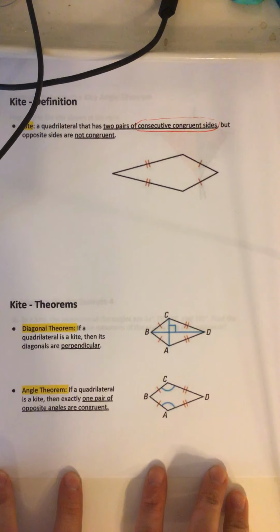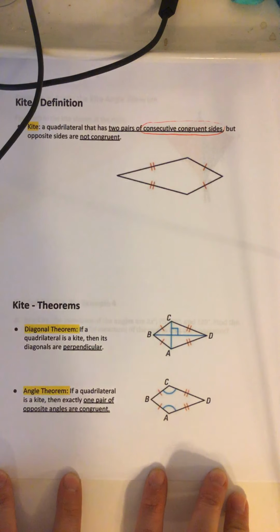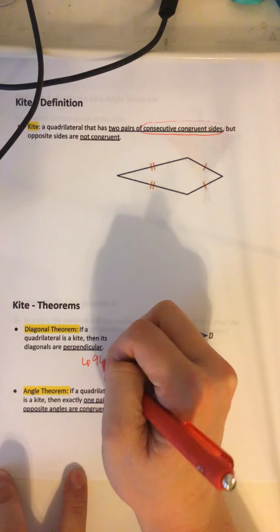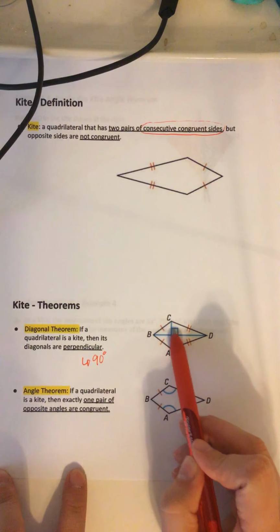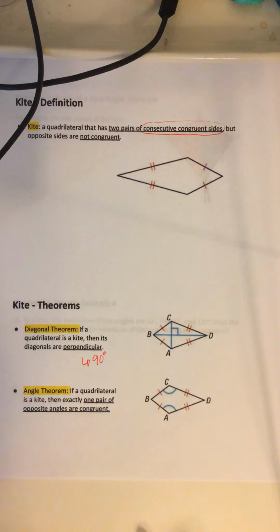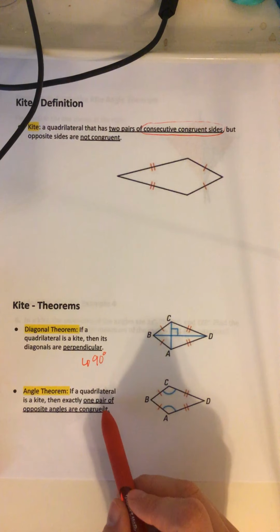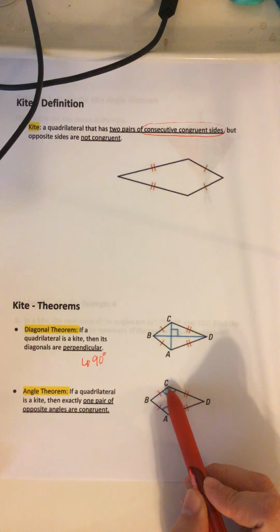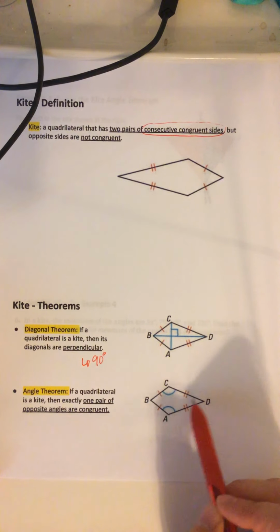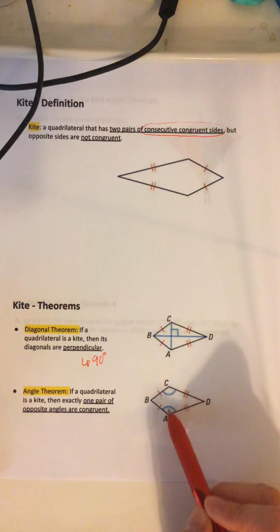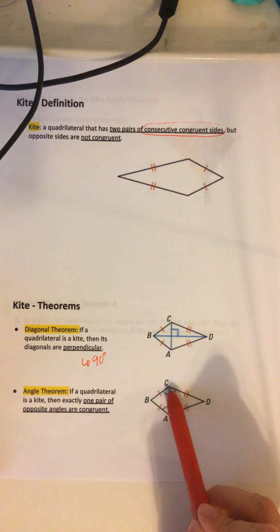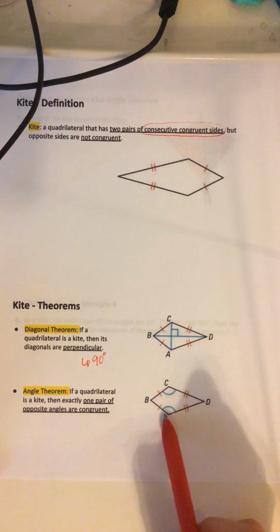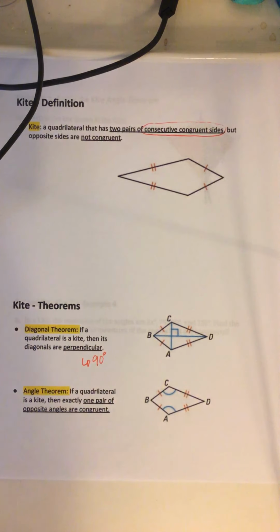All right, so then our theorems down here that go with a kite is our diagonal theorem. If a quadrilateral is a kite, then the diagonals are perpendicular, meaning they create that 90-degree angle right there. And then for our angles, if a quadrilateral is a kite, then exactly 1 pair of opposite angles are congruent. And it's always going to be the pair that joins the 2 different side lengths. All right, the angles that are going to be congruent is the angle that joins the 2 different side lengths. And that'll come in handy here in our next few examples.